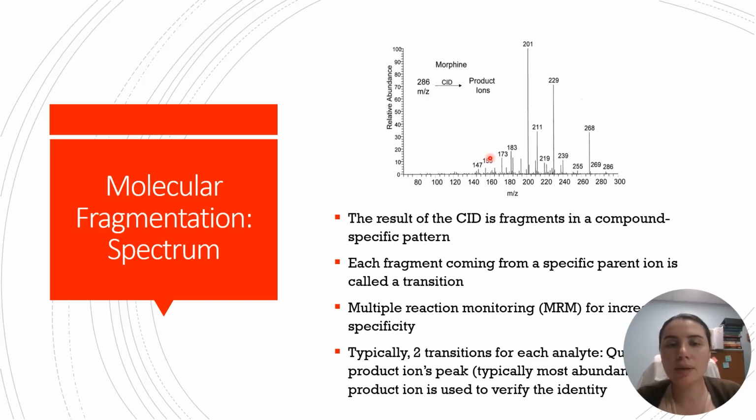We typically monitor 2 transitions per analyte, a quantifier, and this is used to quantify the product ion's peak, and this is usually the most abundant in the spectrum. And then a qualifier, so this is an ion that is used to verify the identity of the compound, and we will talk more about how we use the qualifier in the analysis slides.